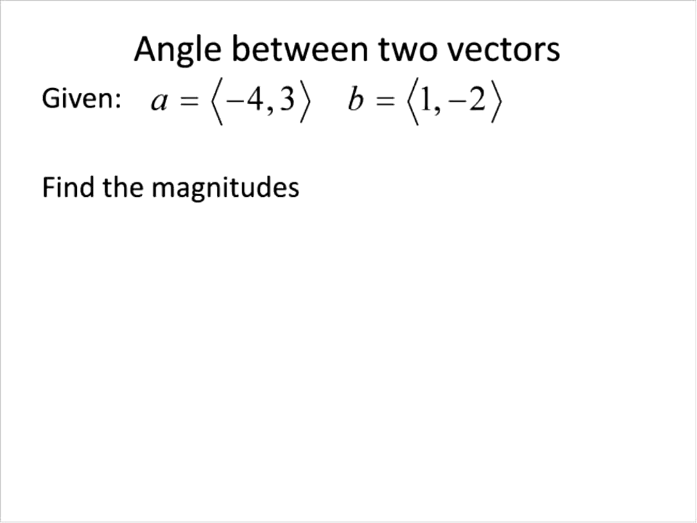All right, so here we go. I've got two vectors, A and B, and I want to find the angle between them. But the first thing I'm going to do is just find their magnitudes. That's the very first thing I'm going to do.